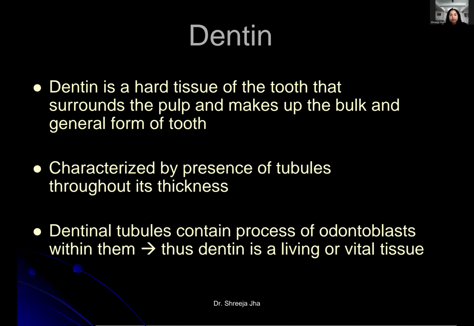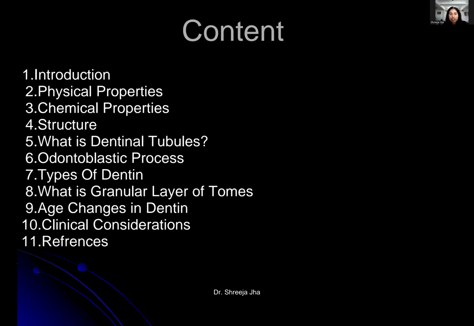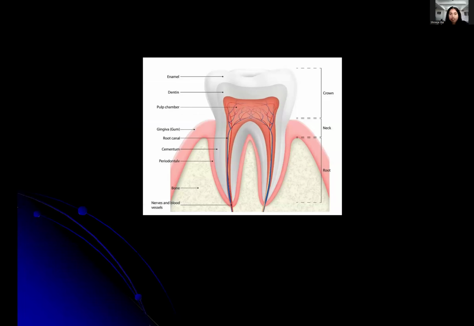So dentin. Dentin is the hard tissue of the tooth that surrounds the pulp and makes up the bulk and general form of the tooth. As we saw in the diagram, dentin is the layer that surrounds the pulp chamber, and it makes up the bulk and general form of the tooth.